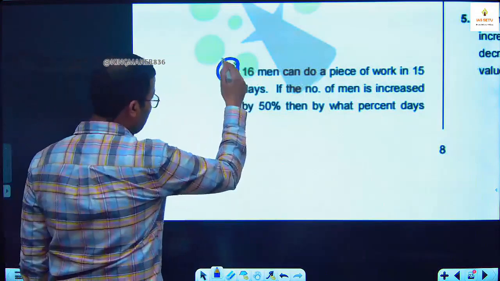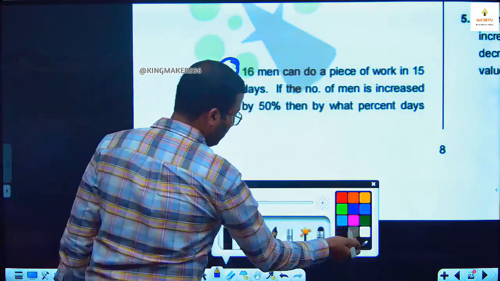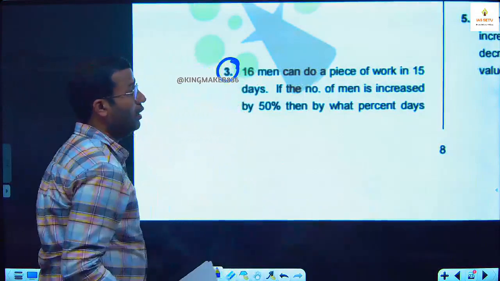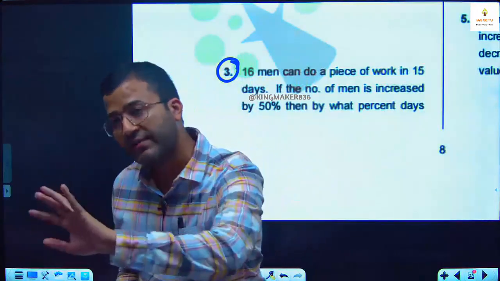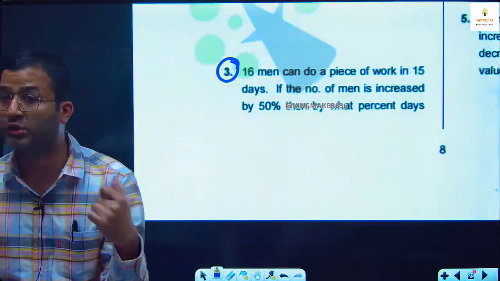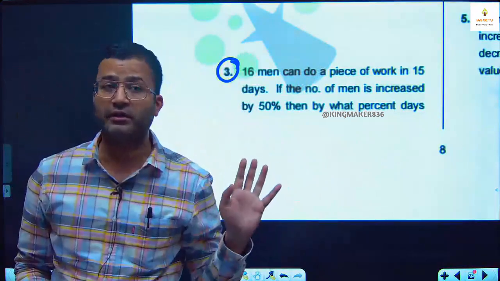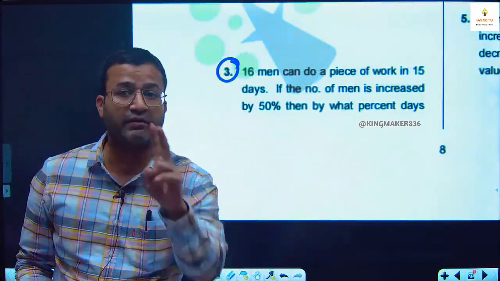क्वेश्चन नंबर 3, we will discuss time and work later, and I tell you then time and work concept also helps you to solve this question. Time and work concept will take 1 minute, percentage concept is applicable, takes 2 seconds.